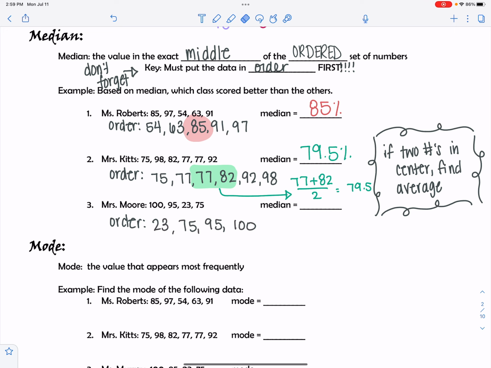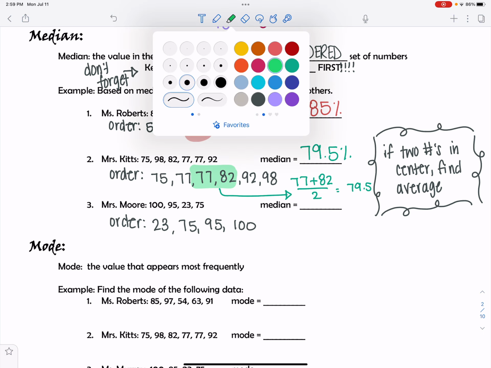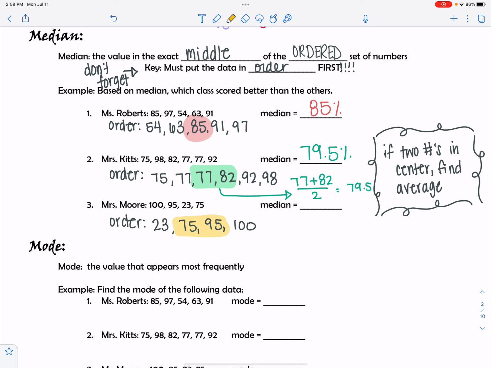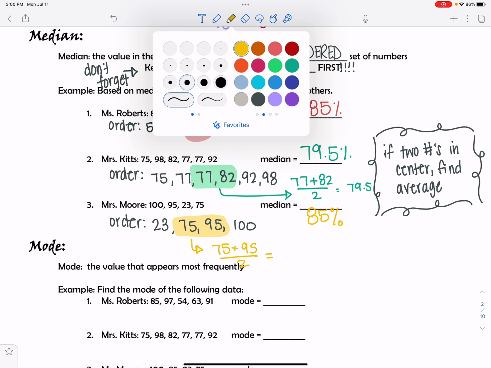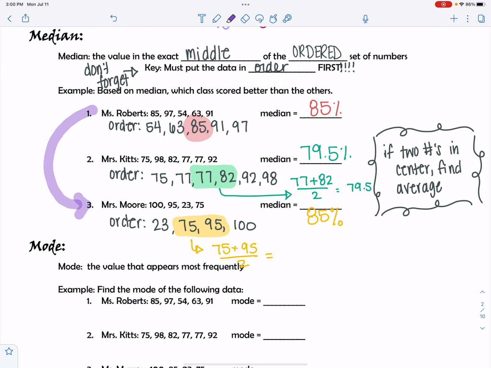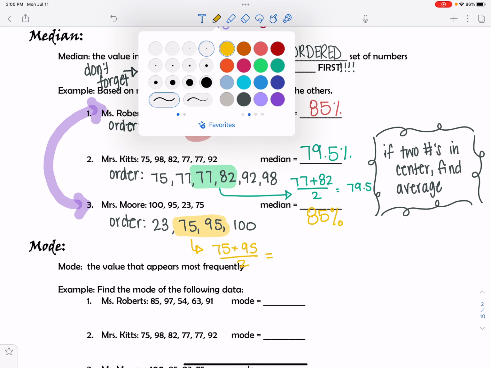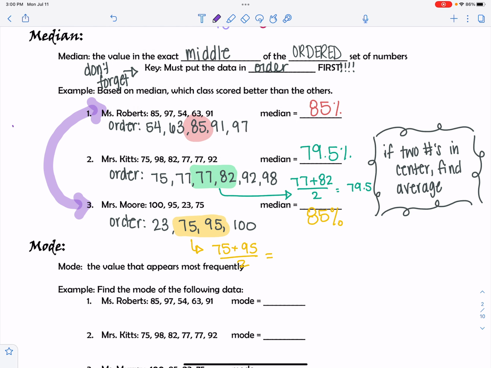And then Miss Moore, ordered data: 23, 75, 95, 100. So I need to find the average of those two because there's two numbers in the center there. So 75 plus 95 divided by 2 is going to give me an average of 85. And so based on the median, which class scored better? Well, in this case, I have a tie. So based on the median, Miss Roberts and Miss Moore's class scored the best.